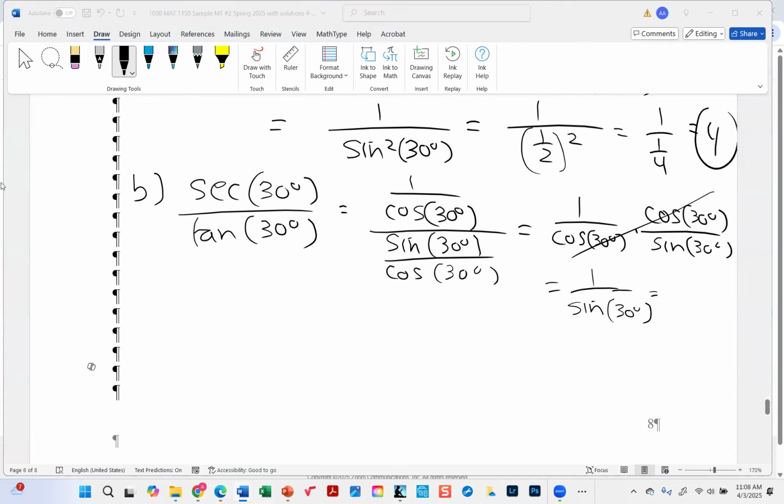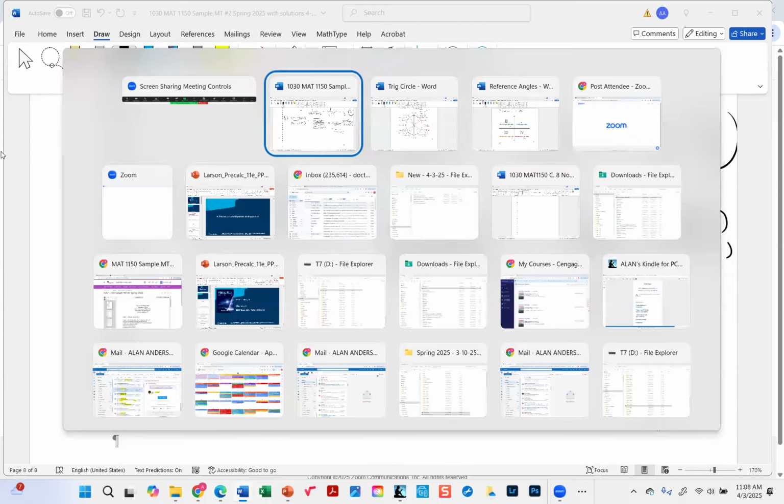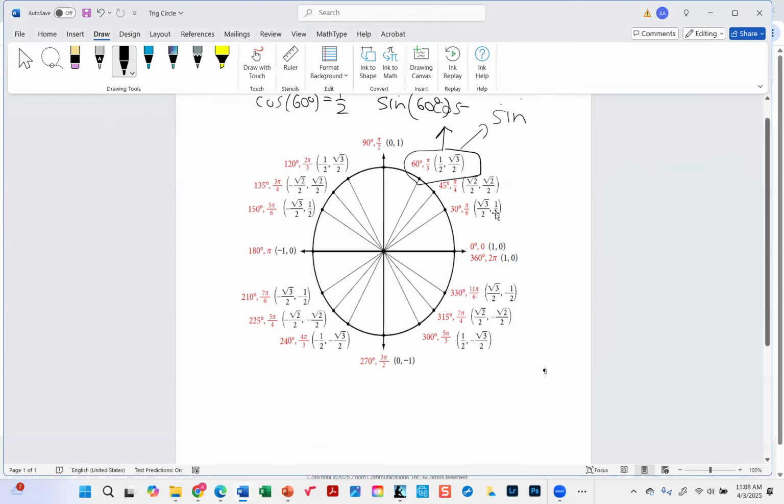So anyway, the sine of 30, again, we can take it from here as 1/2.